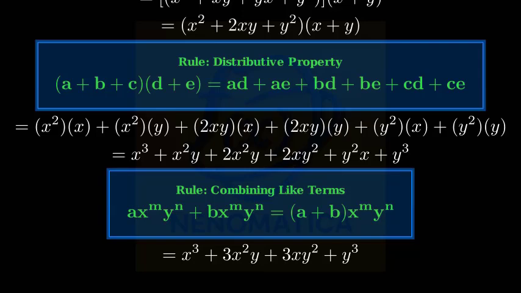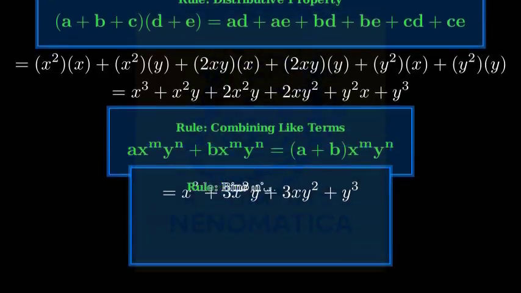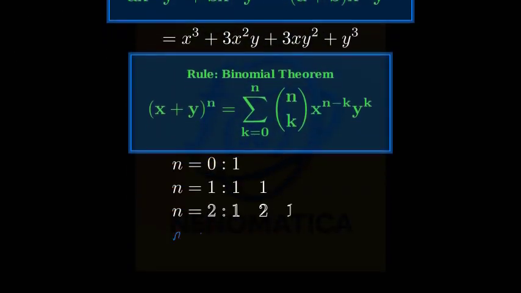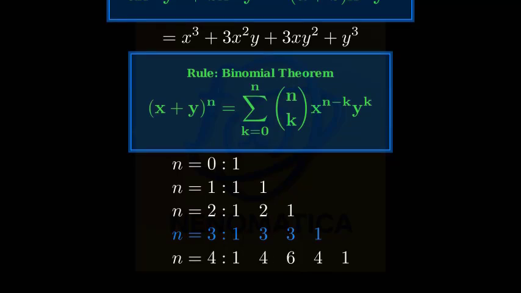This result follows a pattern known as the binomial theorem. For a binomial raised to the power n, the coefficients form what's known as Pascal's triangle.